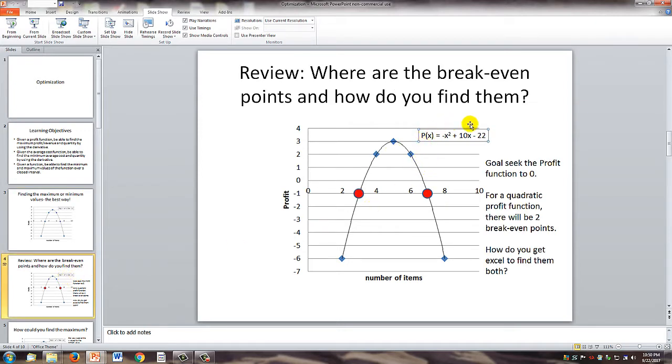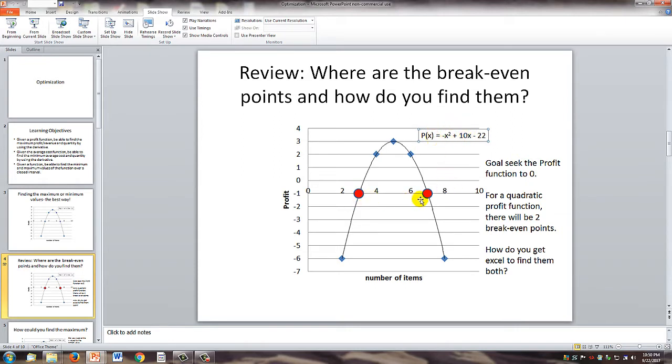So let's say this was a profit function, and this is the graph of the profit function. The question that I wanted to review with you is, where are the break-even points and how do you find them? Well, we know the break-even points are when the profit is zero. So we're neither losing money nor gaining money. That's break-even. And then for a quadratic, there's two of them. So the answer is you find the break-even points by goal seeking this profit function to zero. The original profit function, you goal seek to zero.